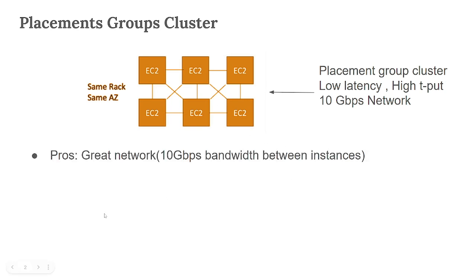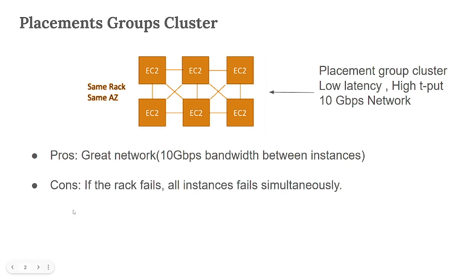What are its pros? The pro is great network, 10 Gbps bandwidth between instances is supported here. What are the cons? Because all the EC2 instances are placed in the same rack, if the rack fails, all the instances fail simultaneously. At the same time all the instances will fail and we will lose our instances.